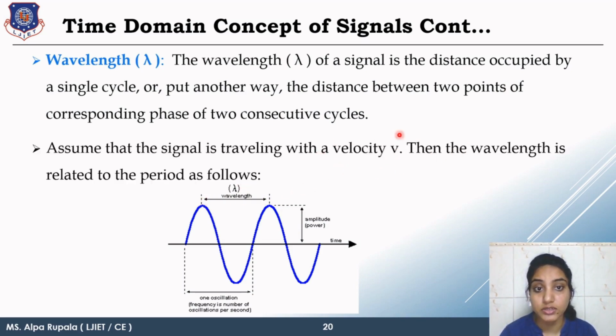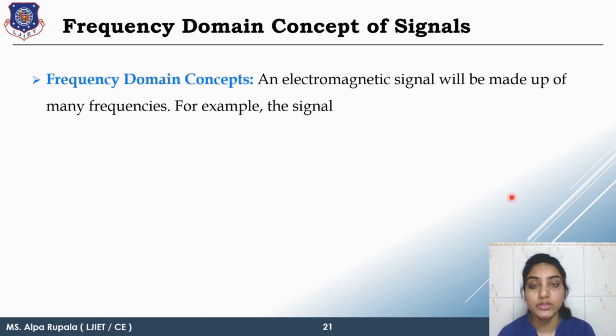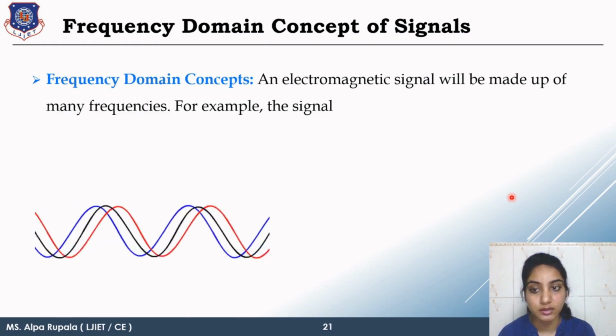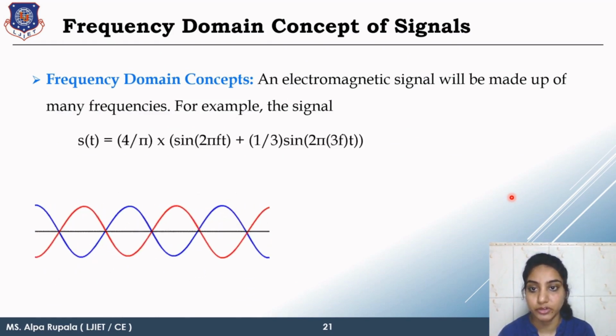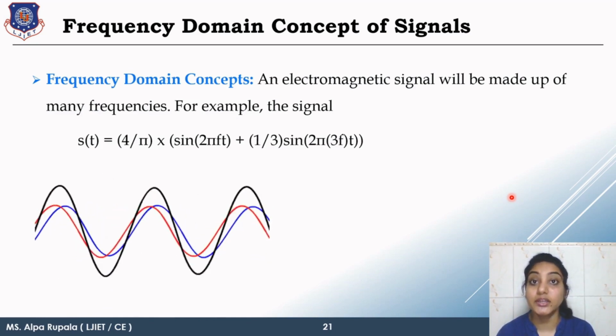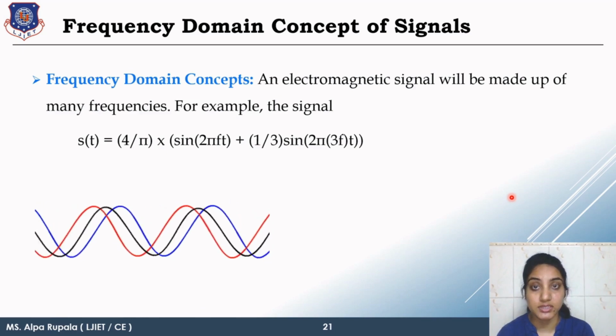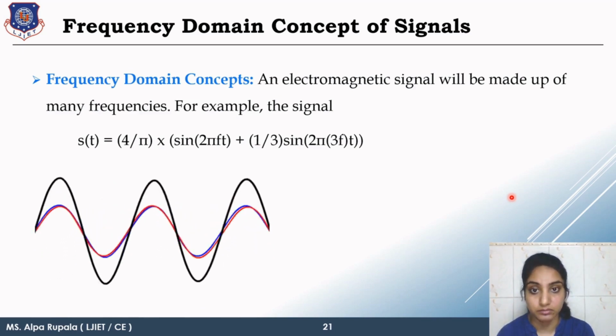Suppose the velocity of your signal is v, then lambda is equal to v times T, where capital T is your period. In the frequency domain concept, we understand a signal as a combination of multiple frequency signals. In the diagram, I have represented only one signal, which is a combination of multiple frequency signals. But in real life, we cannot represent a frequency domain signal on paper.